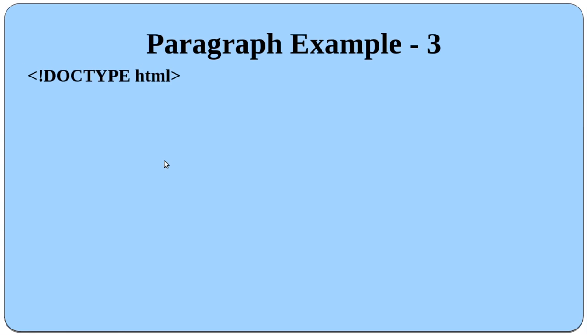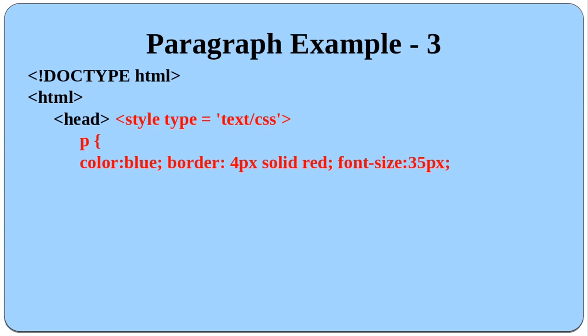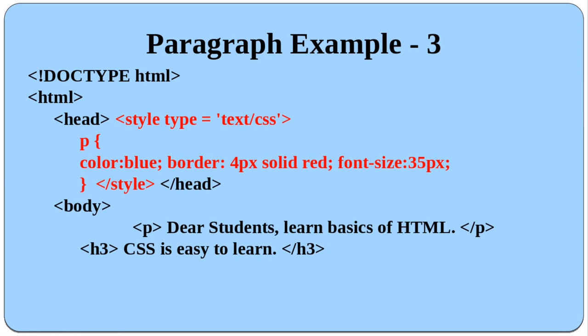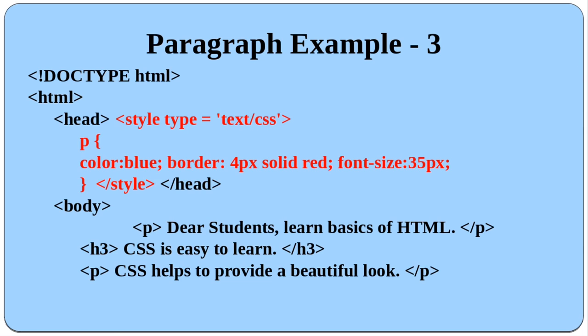Here in this example, styles are same. Text color is blue, border is 4 pixel solid red, font size is 35 pixel. But here I want to explain by taking two paragraphs. Observe here, first paragraph is dear students, learn basics of HTML. Next in the second line you have H3 element, heading 3 element, CSS is easy to learn. In the third line you have another paragraph element which displays CSS helps to provide a beautiful look.